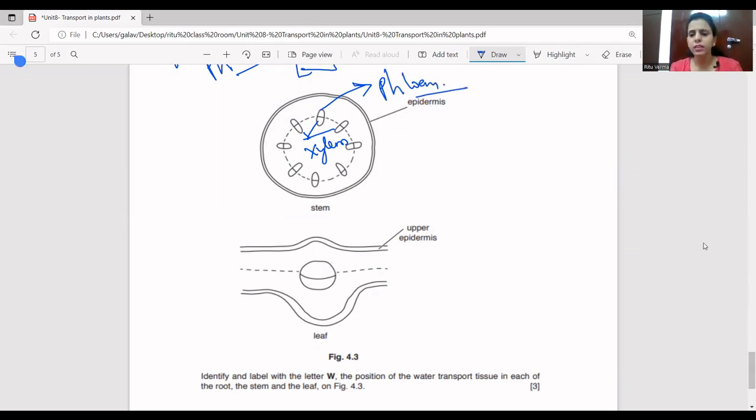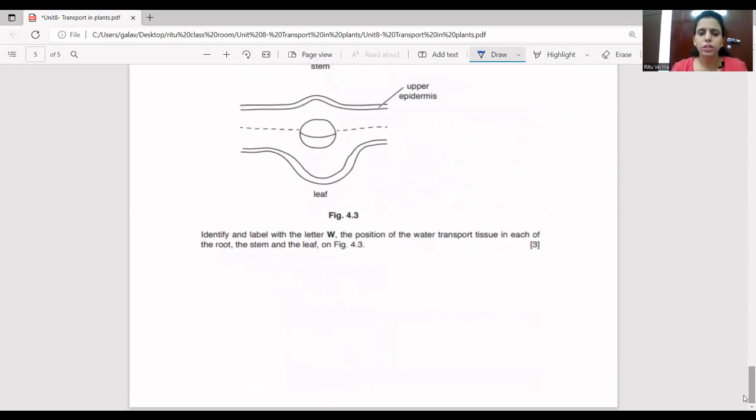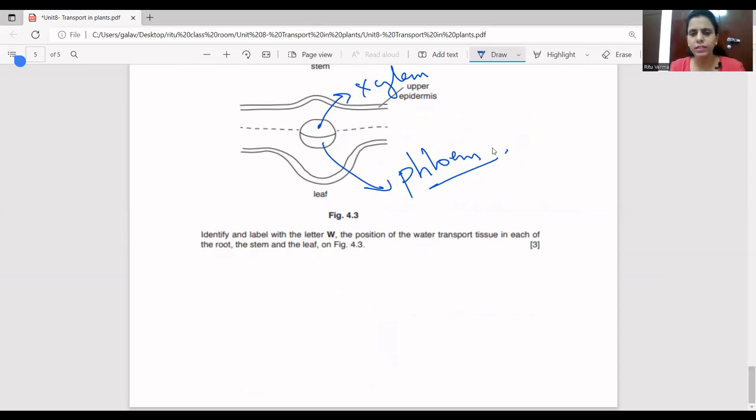And here again in the leaf, the tissues present towards the upper epidermis are your xylem, and the tissue present towards the lower epidermis is your phloem. So we are done with some of the past paper questions of IGCSE from Unit 8, Transport in Plants.